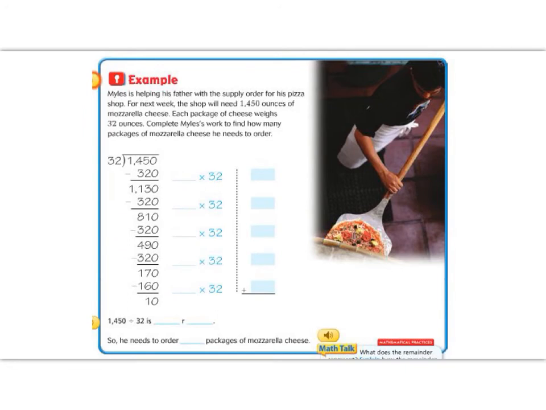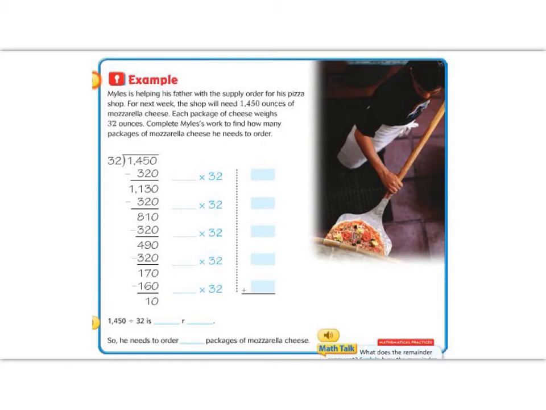I know this method is a little hard, so we're going to do this method again together. In example 2, Miles is helping his father with supply order for his pizza shop. The next week, the shop will order 1,450 ounces of mozzarella cheese. Each package comes in 32 ounces. Complete Miles' work to show how many packages of mozzarella he needs to order. So we need to divide 1,450 by 32.